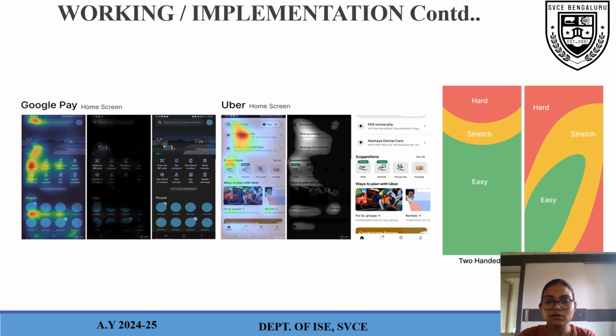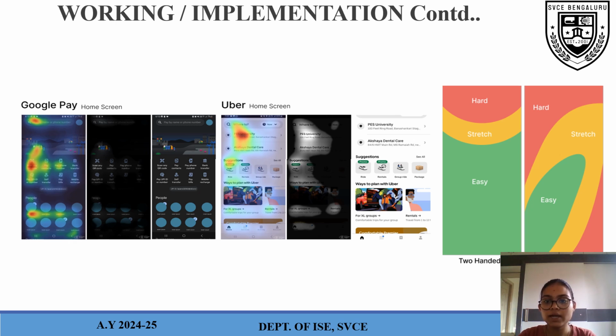As we use the phone two-handedly, the easy part, which is shaded in green, is where we can place the buttons or clickable things so that it is easy for elderly users to operate. The stretchable part needs to be placed with icons or clickable things which are not frequently used, and the hard part needs to be excluded.